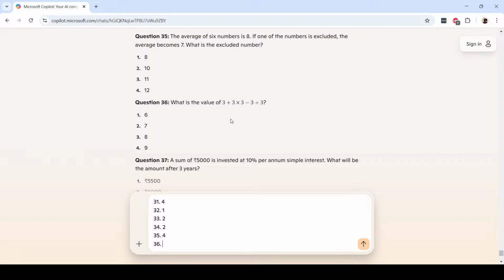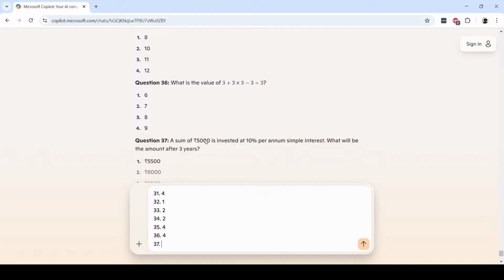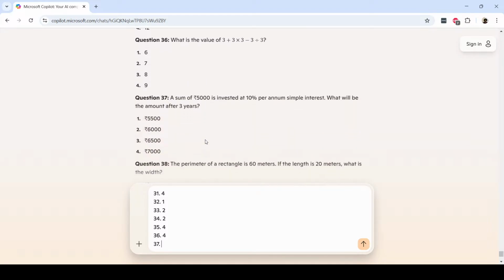For me, it's 11. But 11 is not an option. Again, 35 and 36 are both a bit wrong answers.